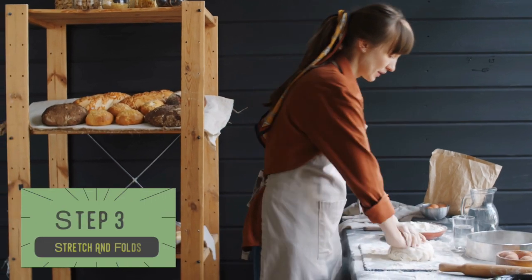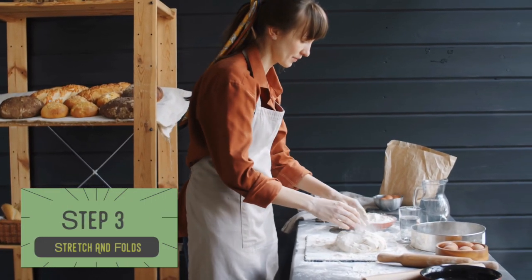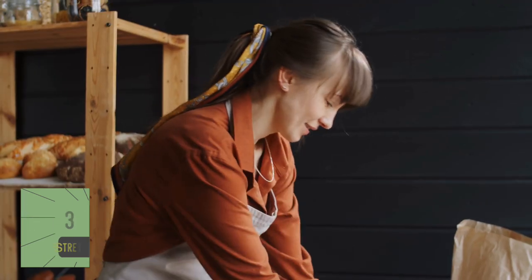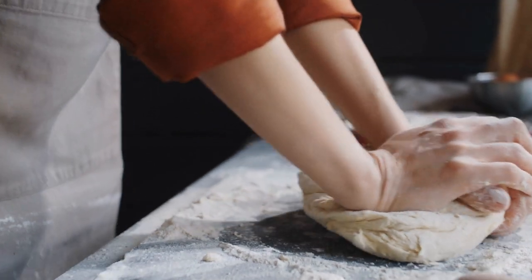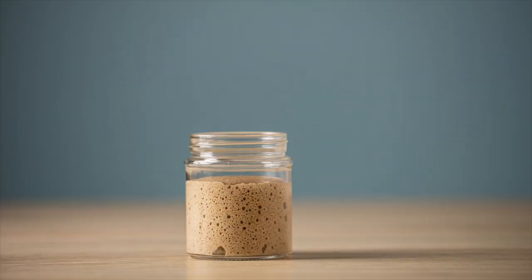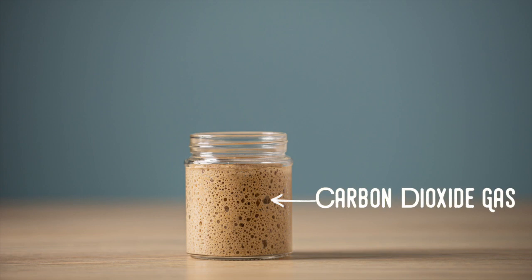Number 3. Stretch and folds. Stretch and folds help develop the gluten network, which gives the bread its structure and texture. Gluten is a protein found in wheat flour that forms when water is added and the flour is mixed or kneaded. The gluten traps the carbon dioxide gas produced by the yeast during fermentation, allowing the dough to rise and give the bread its characteristic airy texture.